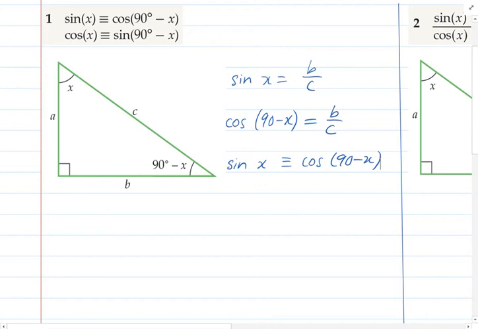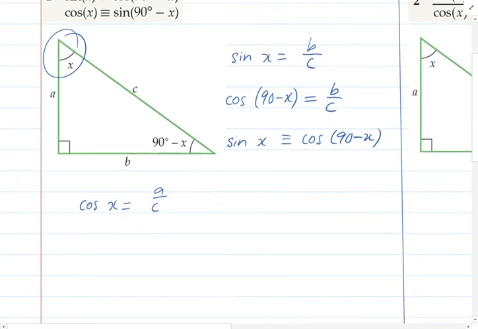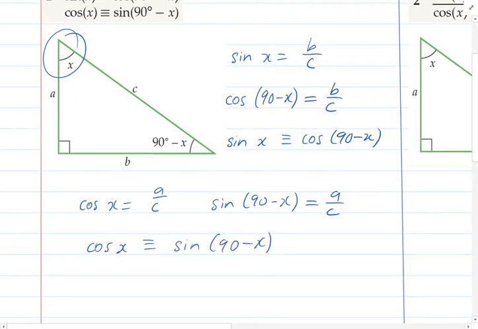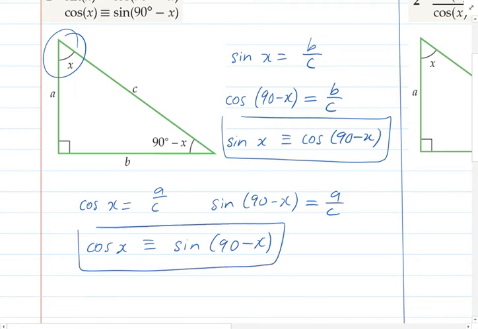Okay, so that's showing the first one, and it's basically the reverse process to find the other one. So if we focus on this one for cos, we can say that cos x is equal to A over C, and sine 90 minus x, that's equal to A over C as well, and so cos x is equal to, or equivalent to, sine 90 minus x. And so those are the two formulas or two identities that we have there.